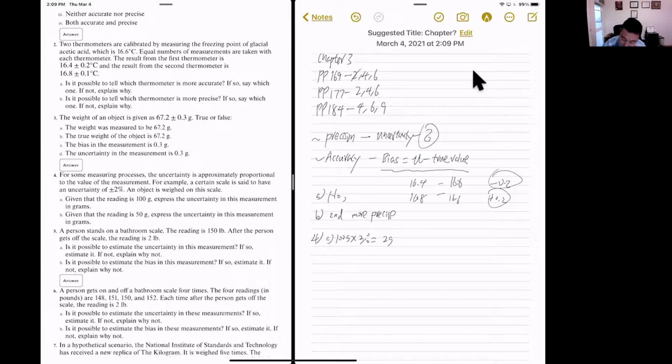That's part A. Part B: if it's 15 grams, what is the uncertainty? Same thing, 15 grams times 2%, so that becomes 0.3 grams. So the uncertainty can be expressed in the units of the measured value, like grams, or as a percentage, like 1% or 2%. So that is question number 4.